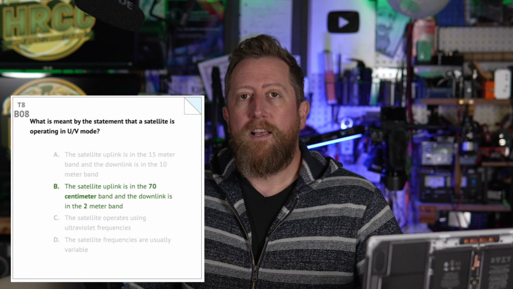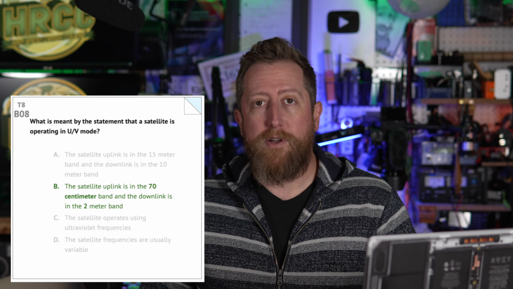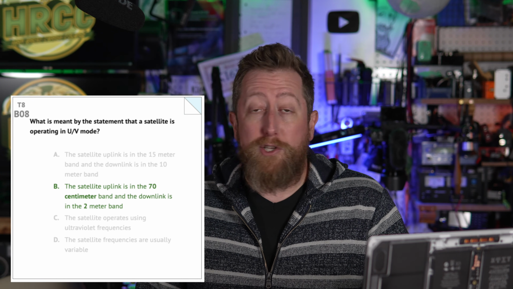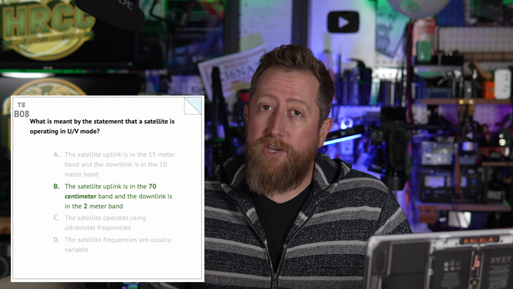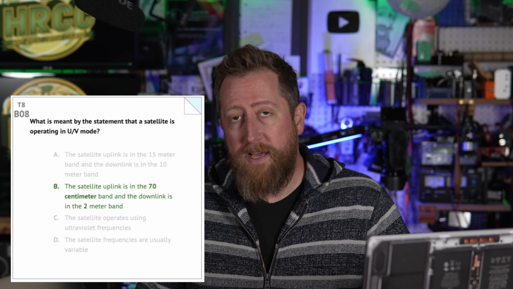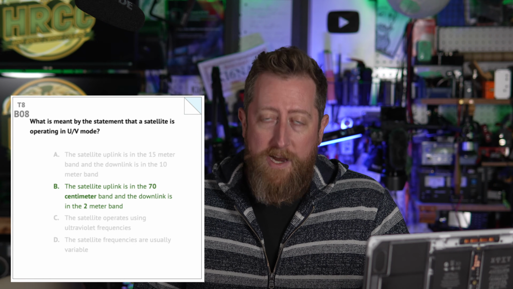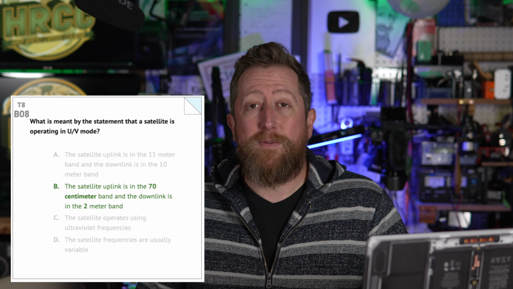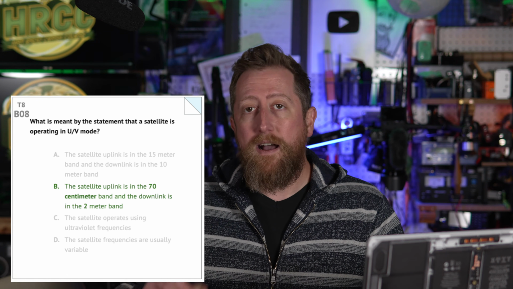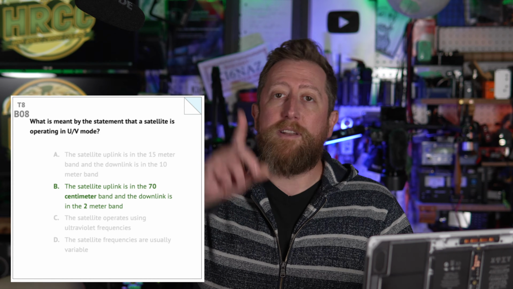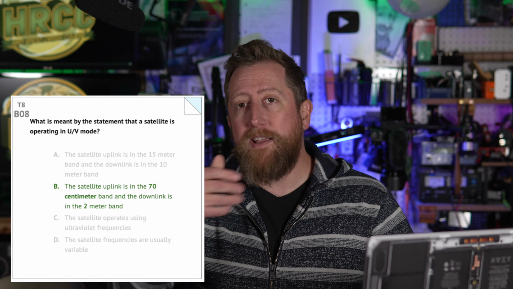So 70 centimeter is a part of the ultra high frequency space, and the 2 meter band is a part of the VHF, or very high frequency space. So the first character in the U-V or V-U indicates what the uplink frequency is, and the uplink frequency is our transmitting frequency to the satellite. The second character is the downlink frequency.